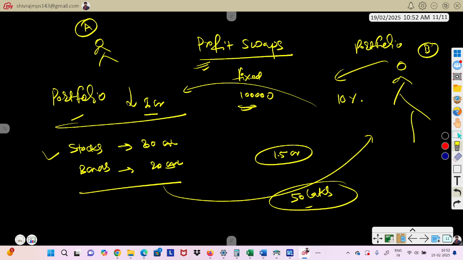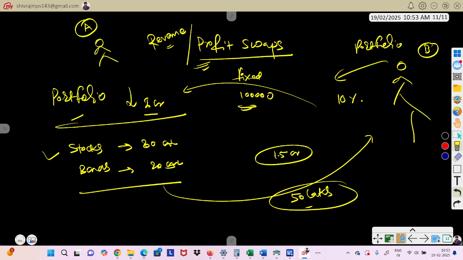Correct. So this is how you can see the profit swaps, or profit swaps you can also call a revenue swap. Revenue from the portfolio which party A can exchange with party B. So this is what we can call a revenue swap, IRS.